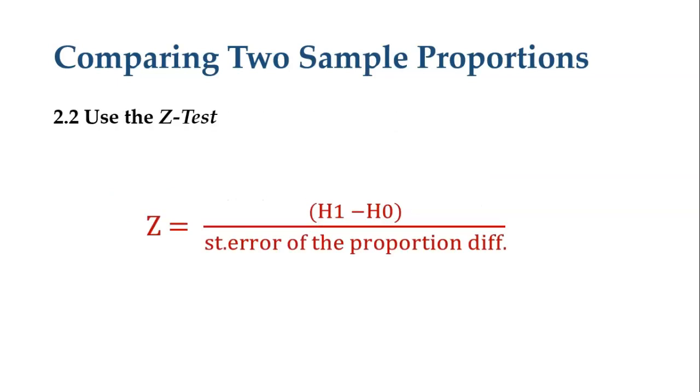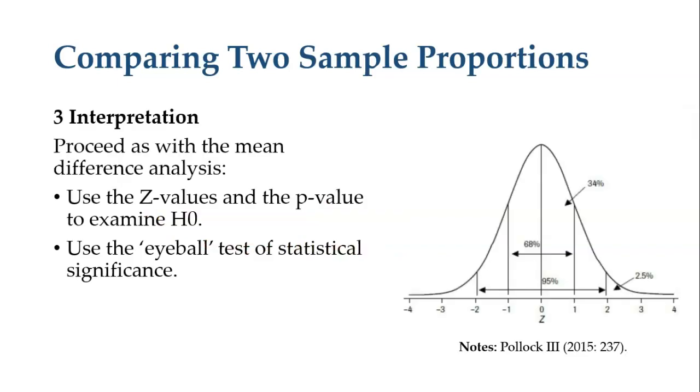Usually with sample proportions, we use the z-test. So we assume that the distribution is normally distributed, and it's the same kind of formula. So we subtract the difference expected in the null hypothesis, which is 0, from the difference expected by our hypothesis, and we divide that by the standard error of the proportion difference. Okay? The interpretation again is the same. You use the z-values and the p-values to examine the extent to which you can reject the null hypothesis, or you can use the eyeball test for statistical significance.